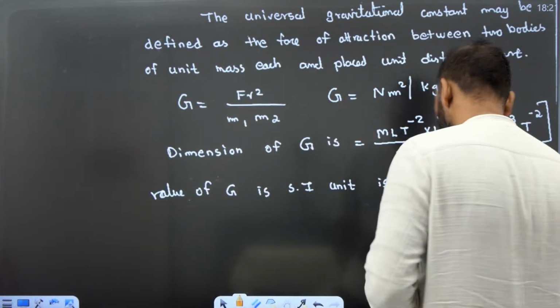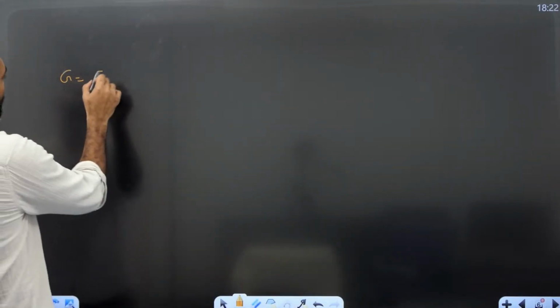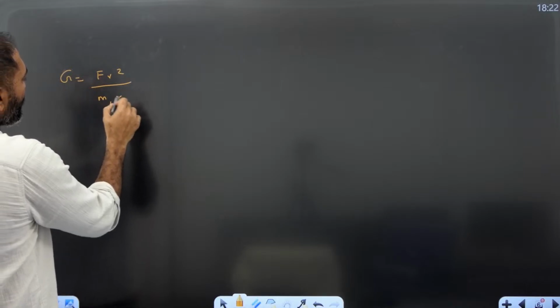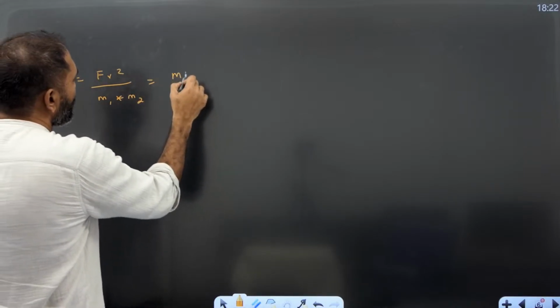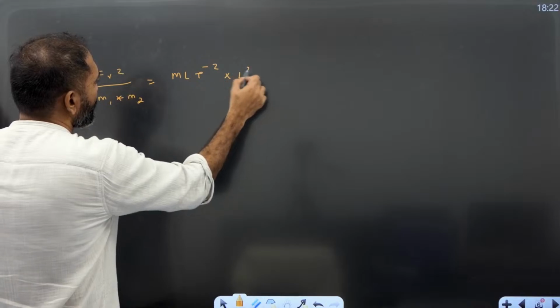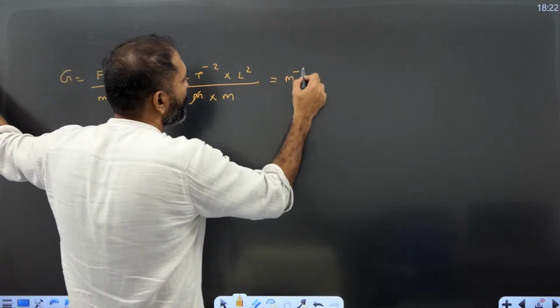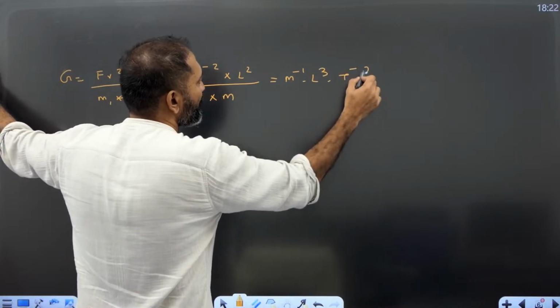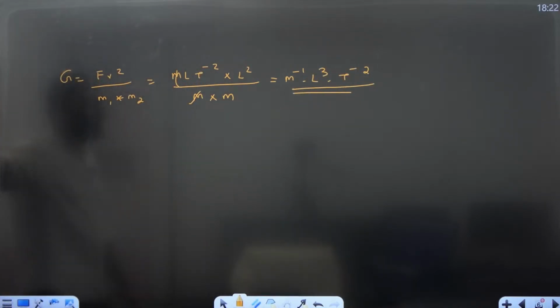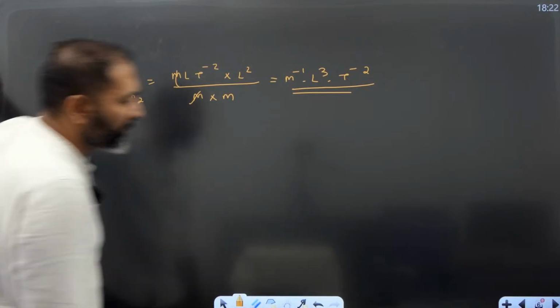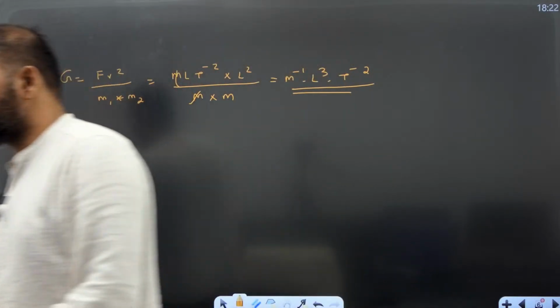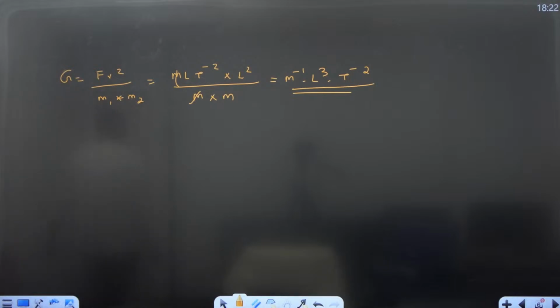Yeah, the dimensional formula. You should know the dimensional formula. G is equal to what? F r square by m1 m2. The force dimensional formula is what? M L T raised to minus 2, into distance, that is L square, divided by M into M. So what happens? M gets cancelled. M raised to minus 1 L cube T raised to minus 2. This is the dimensional formula for G. The universal gravitation constant dimensional formula is M raised to minus 1 L cube T raised to minus 2.